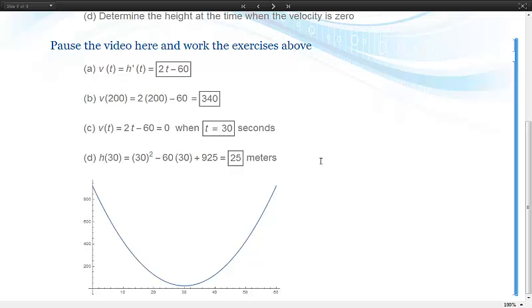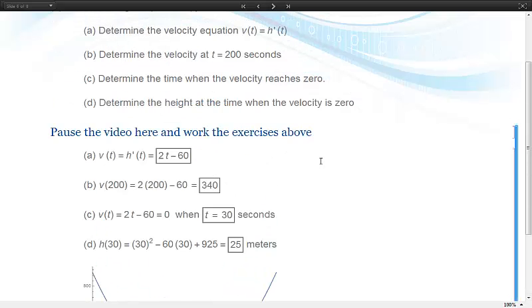Well, hopefully you found those solutions. Remember, using the graphing calculator really helps to verify your work.